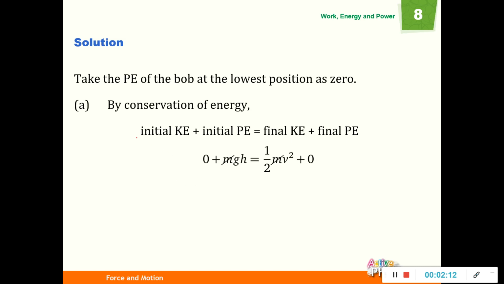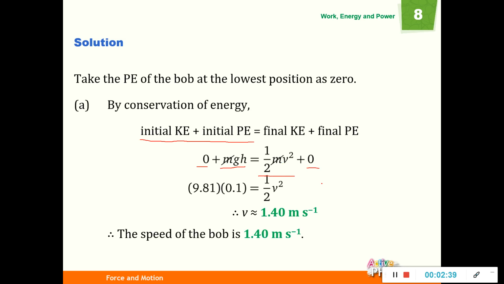So look at this. You should find out the total initial energy. Total initial energy includes initial KE and also initial PE. Final KE and final PE. This one should be the PE maximum, KE minimum. This one KE maximum, PE minimum. Then you can find out this result.